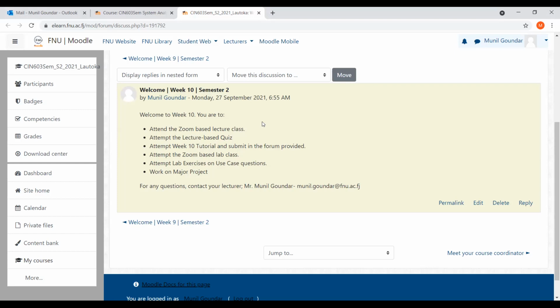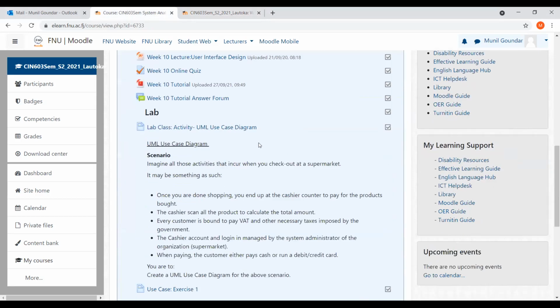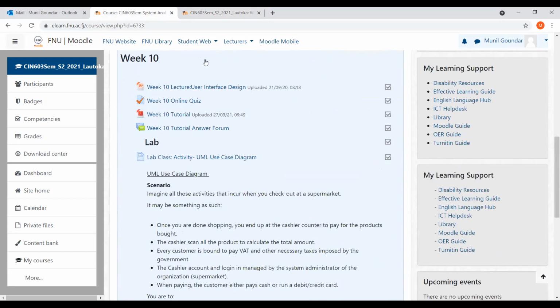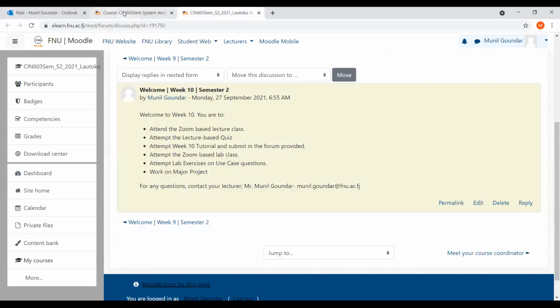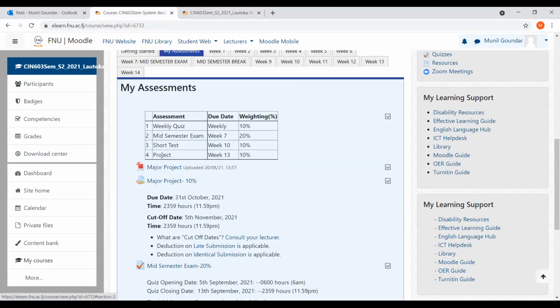very particularly. I would also ask you to go over the lab exercises which are already on the week 10 section of the Moodle shell. I've got 3 exercises for you. Please do go over them, and also please start working on your major project. It contributes 10% towards your coursework.